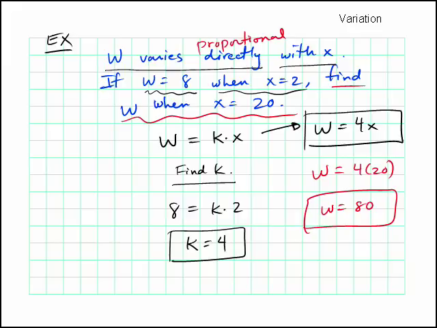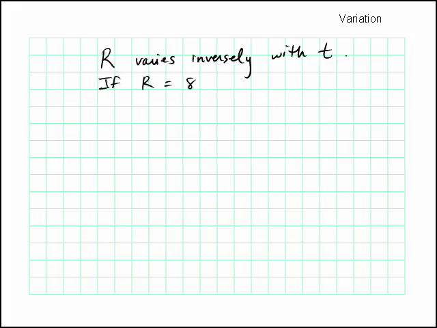All right, moving along. Let's say we have R varies inversely with T. And if R equals 8 when T equals 2, find R when T equals 10.